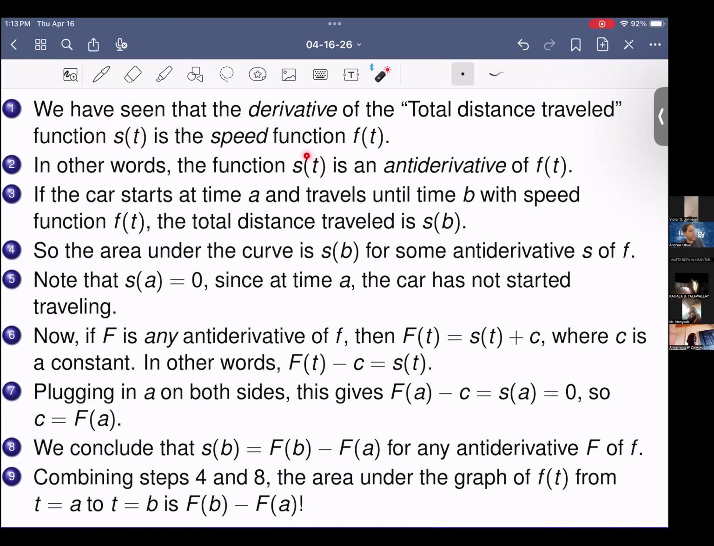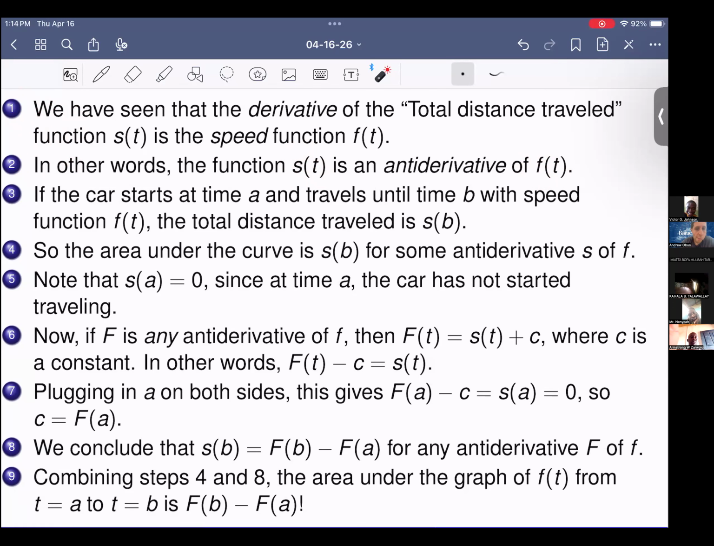What that means, in other words, is that the distance function is an antiderivative of the speed function. What does antiderivative mean? It just means inverting the derivative. So if f is the derivative of s, that's the same thing as saying that s is an antiderivative of f. By definition, an antiderivative just means some function that when you take the derivative, you get back to f. So these first 2 points, we haven't done anything. Point one is exactly what we had on the previous slide. And point two is saying that the function s is an antiderivative of f.